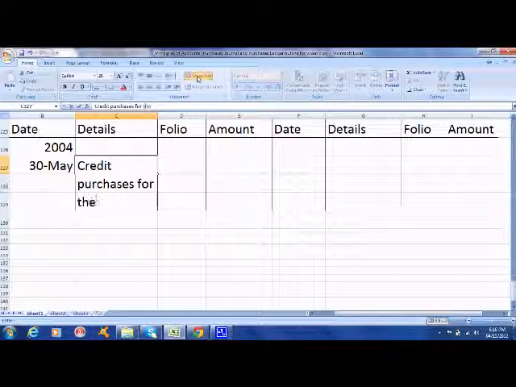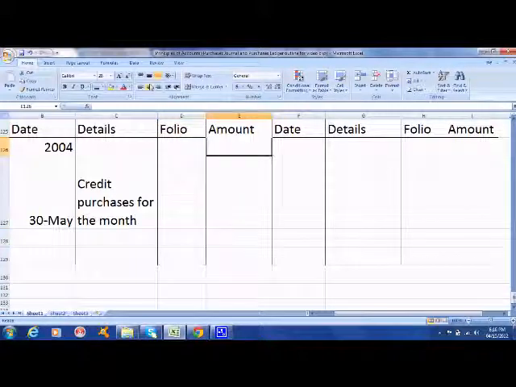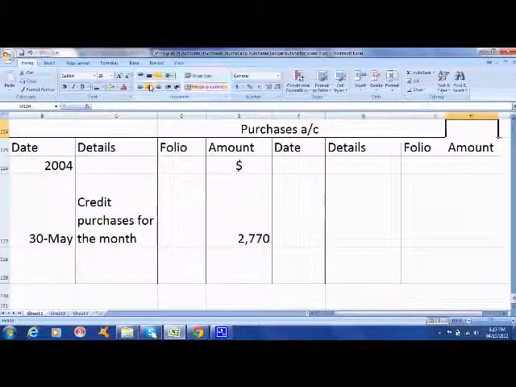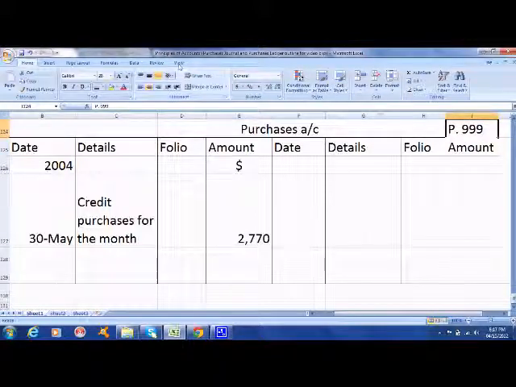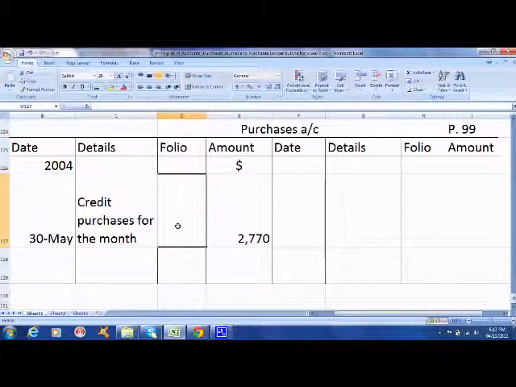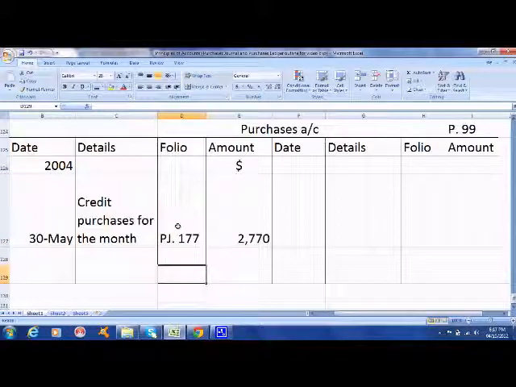for the month, and then the amount will be 2,770. And now the page number is page 99. Sorry about that. Then you're going to write PJ 177. So that's it, friends, for your purchases journal. I do hope that you have learned from it. God bless you continually.